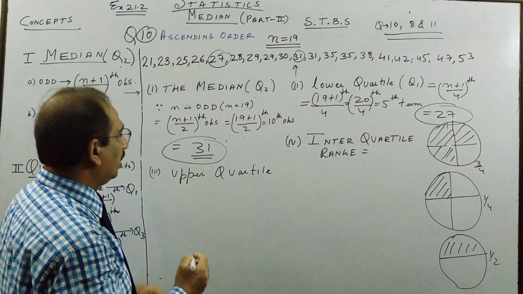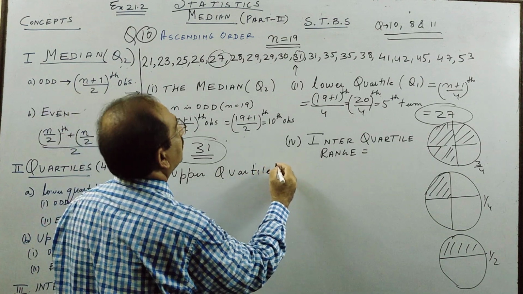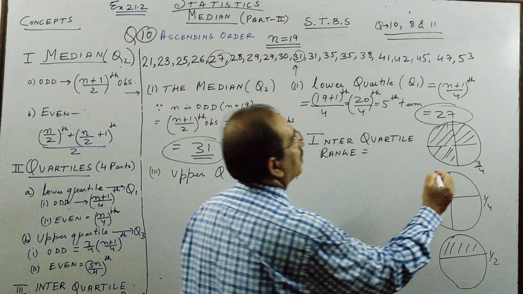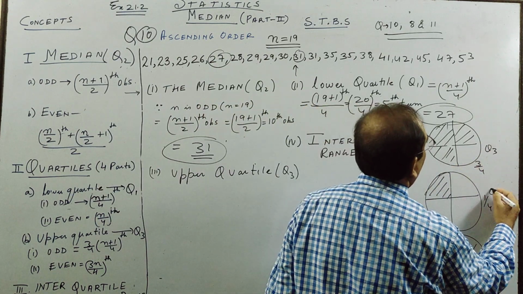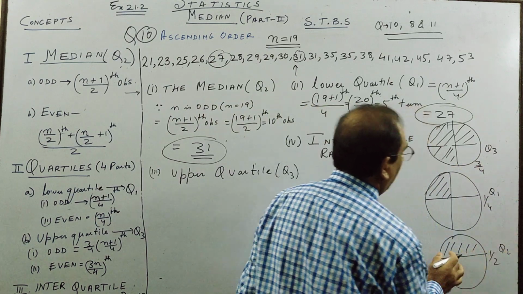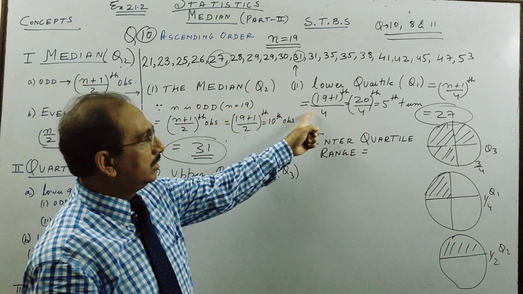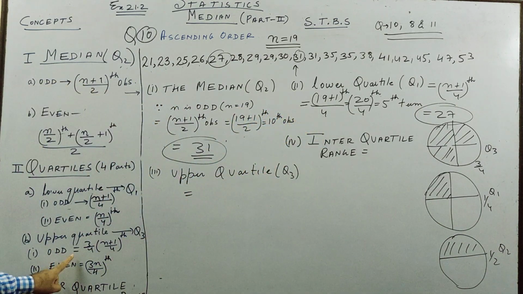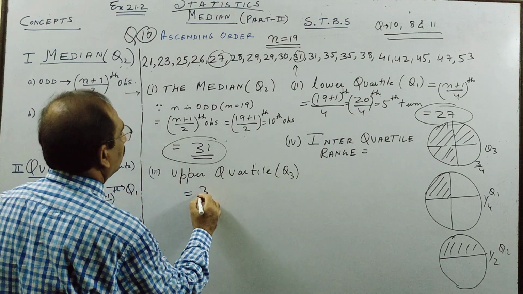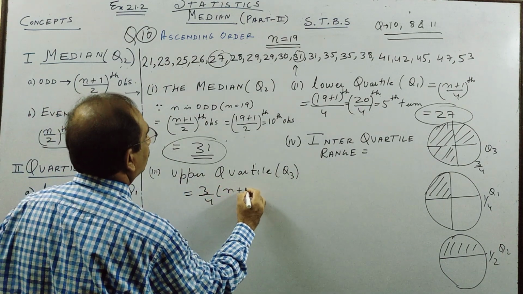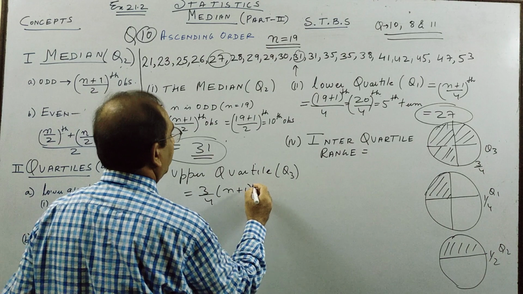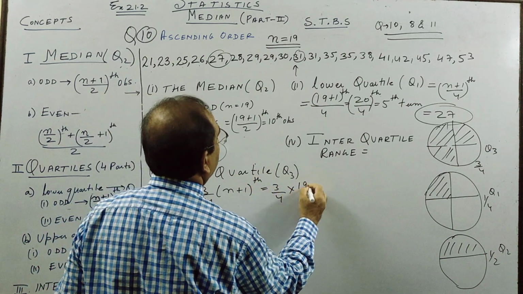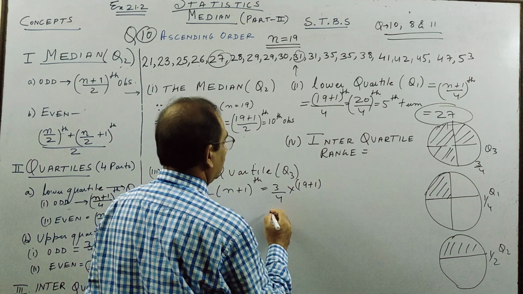In the same way, let us see the upper quartile, which is also called Q3. So this is Q3, Q1, Q2, half. Median is half, this is 1/4, this is 3/4. So what is the formula here? For odd, we have to see 3/4 of the (n plus 1) value. So 3/4 of 19 plus 1, that is 20.